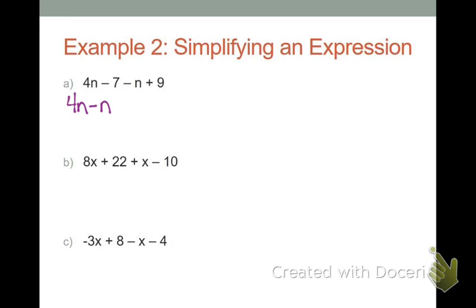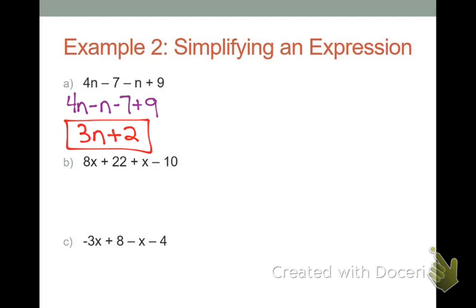So what's going to be my next two numbers after the n? Negative 7 plus 9. Now I can combine them. 4n minus n would be not 4n, because what's understood to be in front of the n? A 1. So what's 4 minus 1? 3n. What's negative 7 plus 9? 2. 3n plus 2.